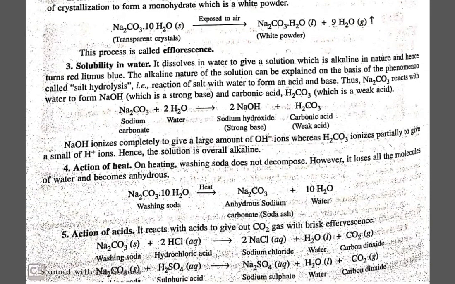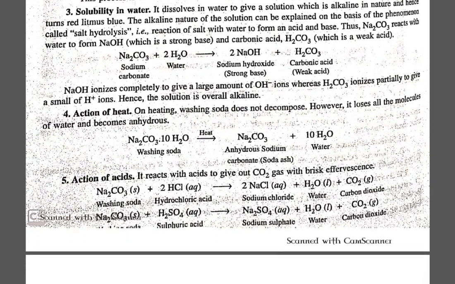Now when it is talked about action of heat: when washing soda is heated, the 10 water molecules of crystallization get removed and go into the atmosphere, and it is soda ash which is formed here. It is anhydrous sodium carbonate. Action of acid: washing soda on reacting with any acid gives the corresponding salt and the two common products, water and carbon dioxide. So with HCl it gives sodium chloride, and with sulfuric acid it gives sodium sulfate.